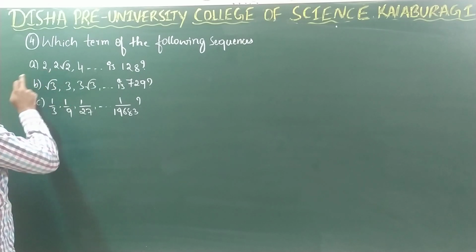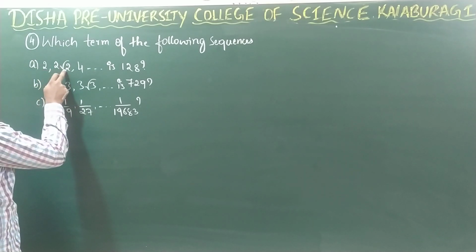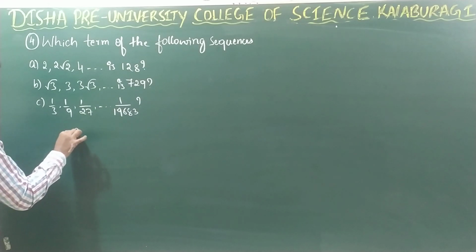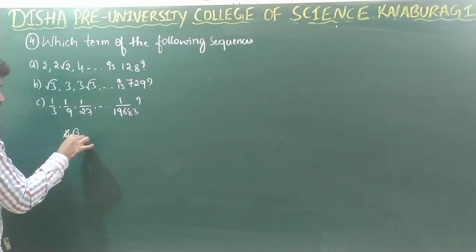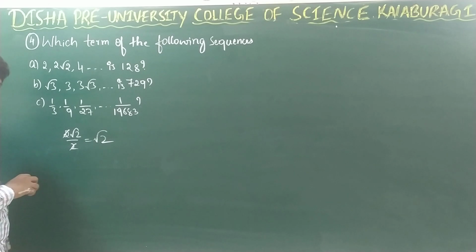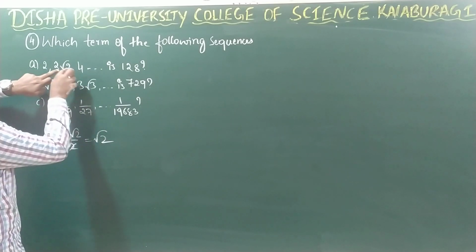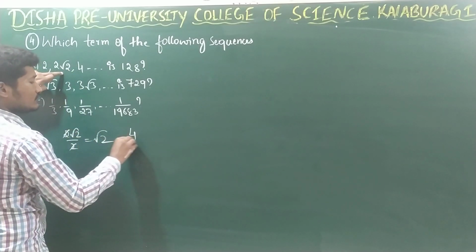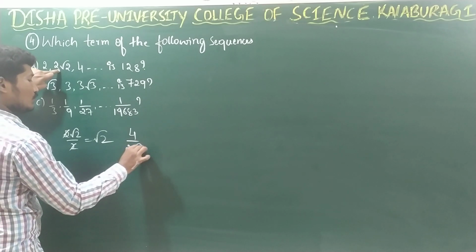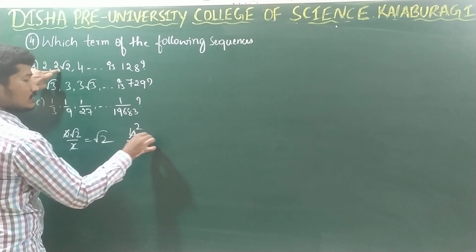Divide a2 by a1. So 2 root 2 divided by 2. The 2 cancels, so I will get root 2. Next, go for a3 by a2. a3 is 4, a2 is 2 root 2. Right? The 2s cancel.